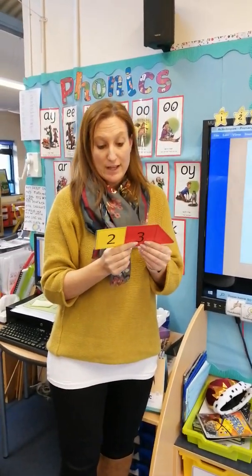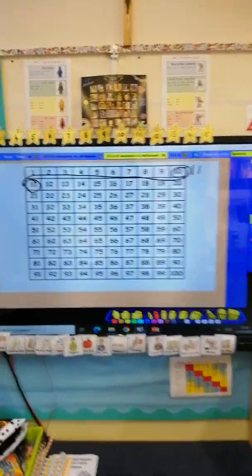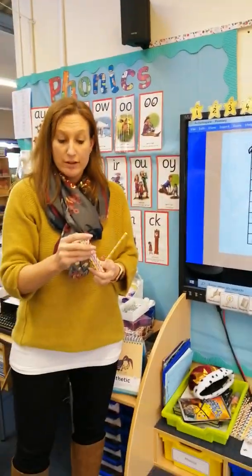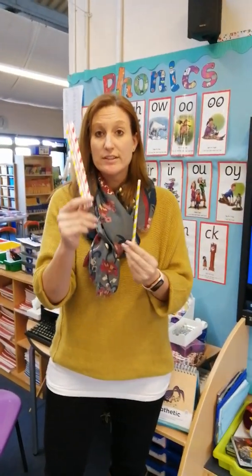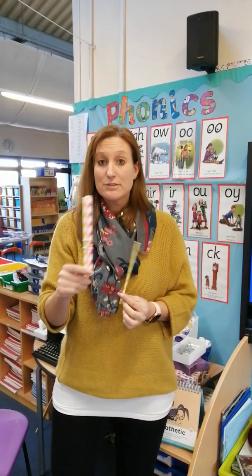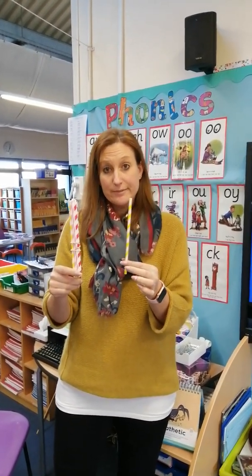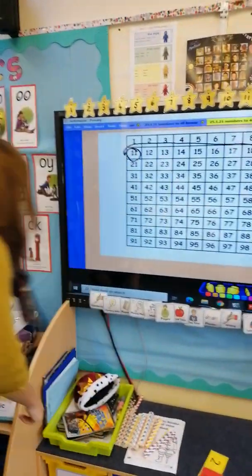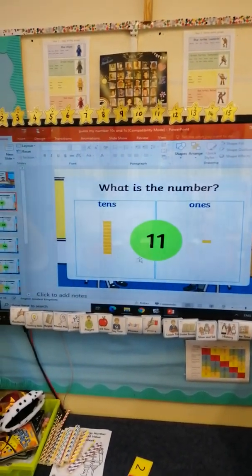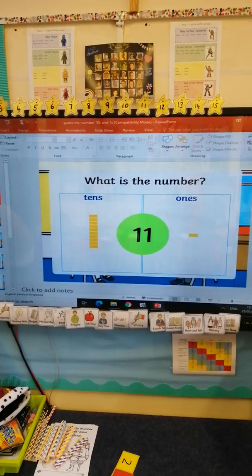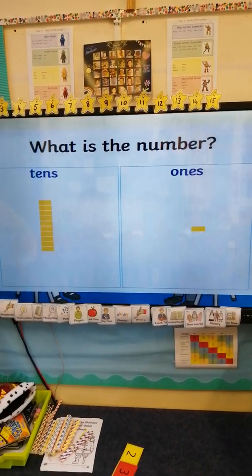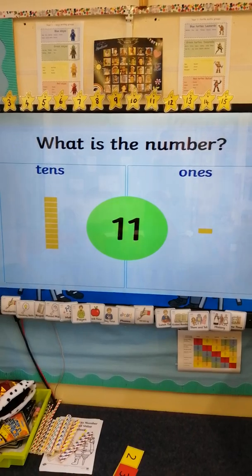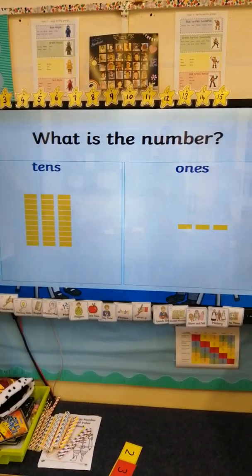Pause the video now, see if you can make 11. When you've made it with your arrow cards, see if you can make it with your straws. 10 and 1. 10, let's count on. 10, 11. Okay, so today what we're going to do is have a go at just making these numbers. Let's have a look at the next one. Go back to my slideshow. So we're right, it was the number 11. Let's have a look at this number.